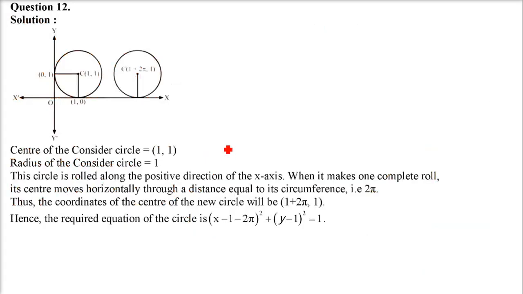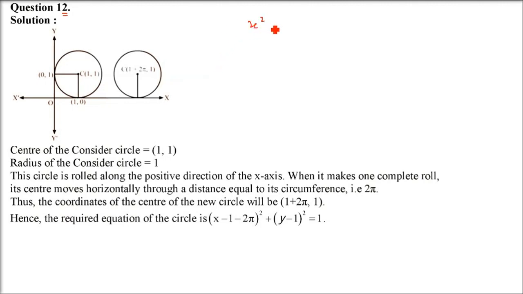If you open exercise 24.1, this is question number 12. The circle x square plus y square minus 2x minus 2y plus 1 equals 0. So this is the circle. Let me write it: x square plus y square minus 2x minus 2y plus 1 equals 0. And this is rolled along the positive direction of the x-axis and makes one complete roll. Find the equation of its new position.